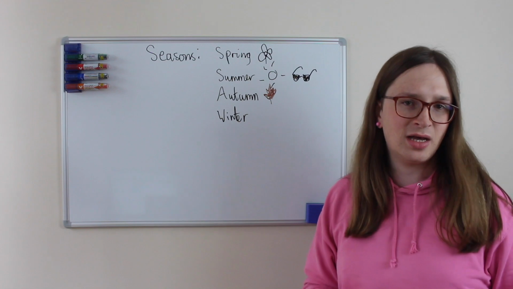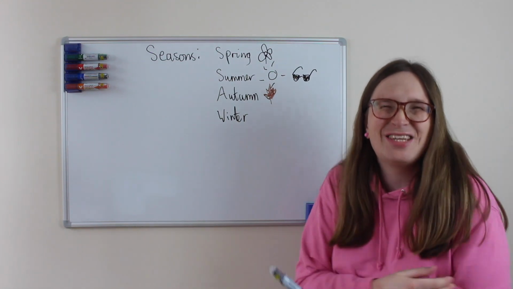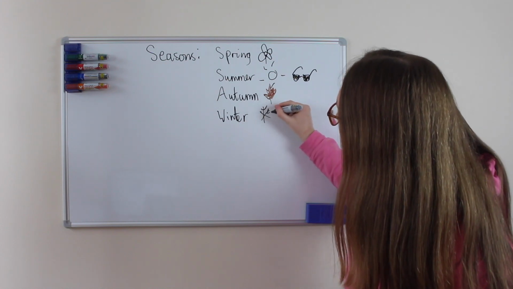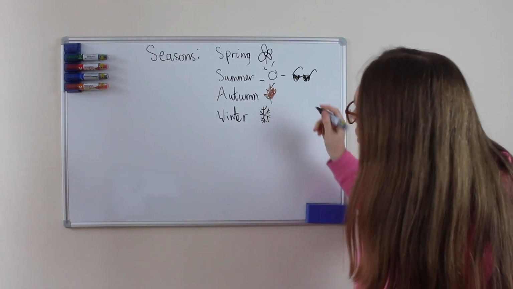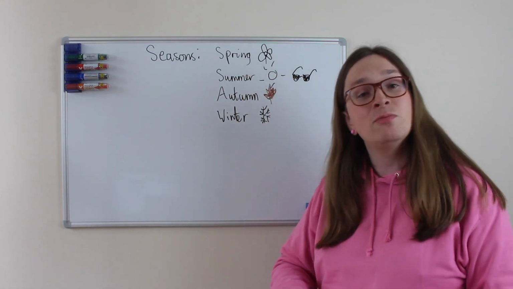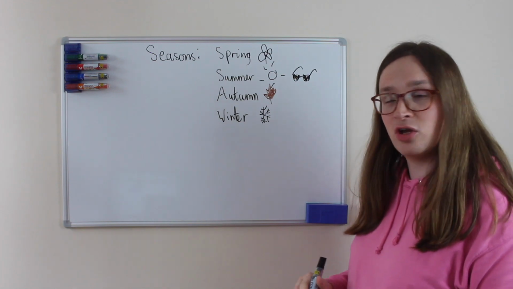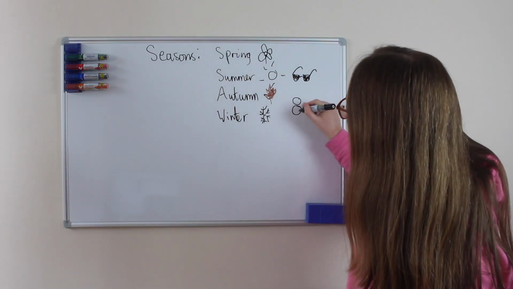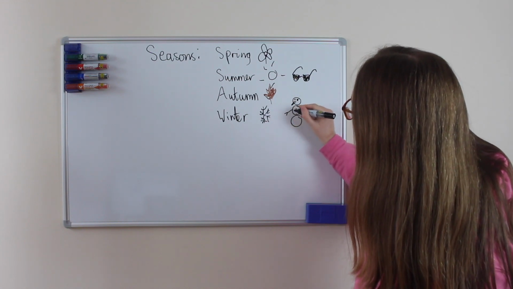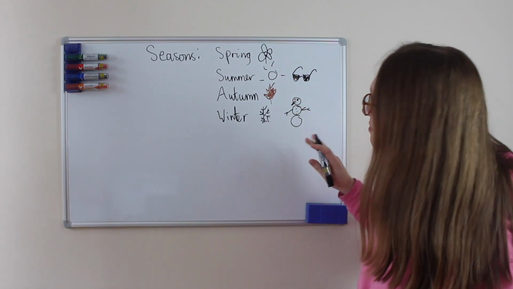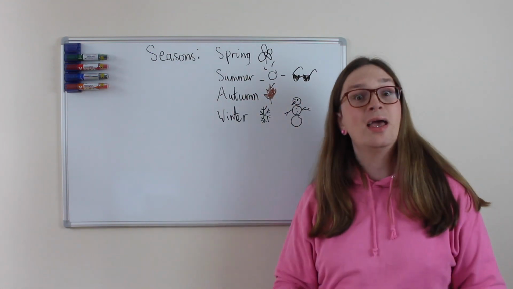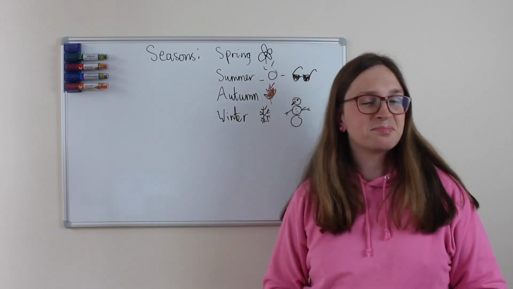And in winter, it is cold. There is lots of snow. It snows in winter. And in winter, you can make a snowman. Hello, Mr. Snowman. So these are the 4 seasons. Now it is spring, okay?